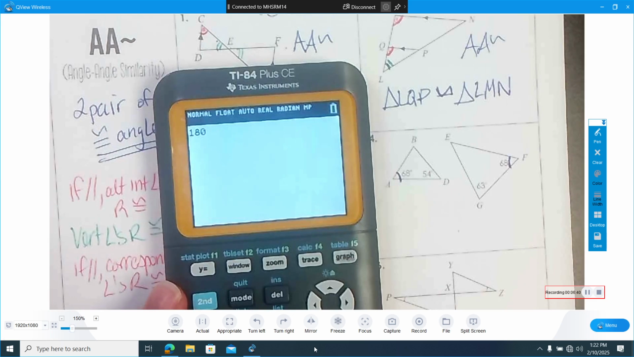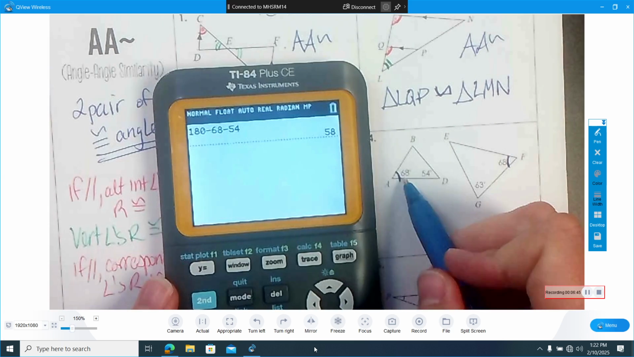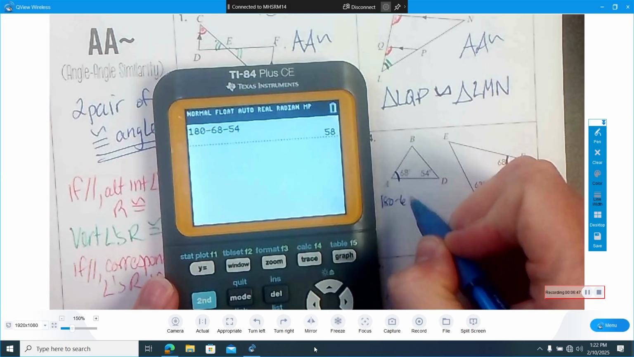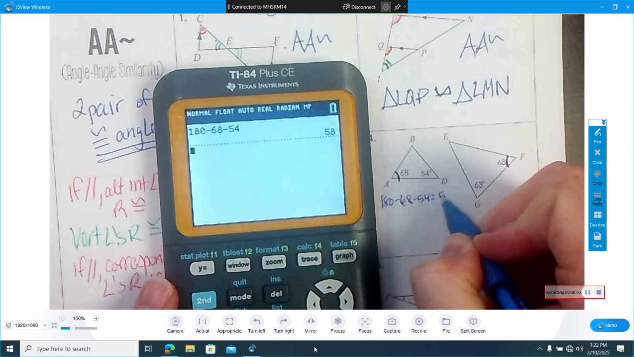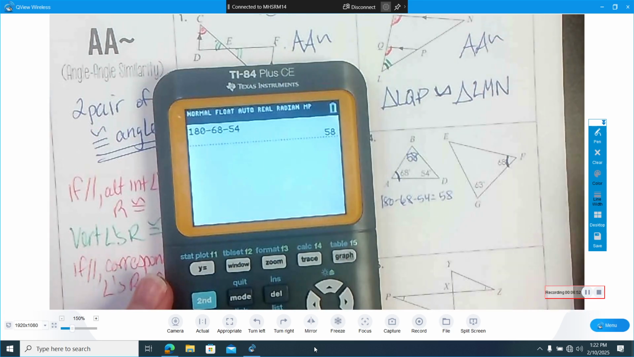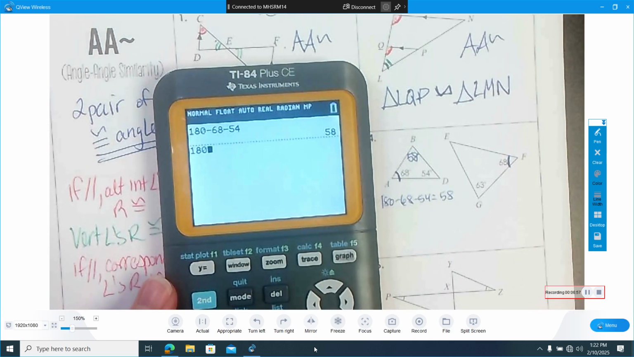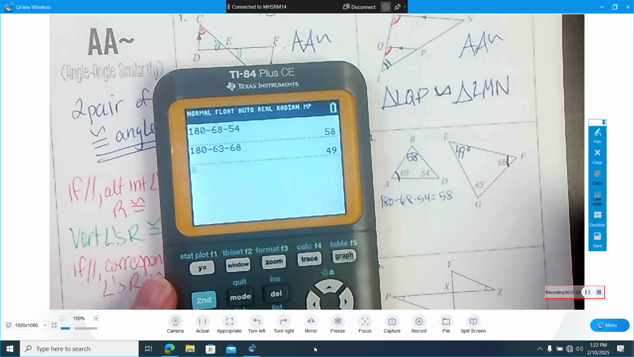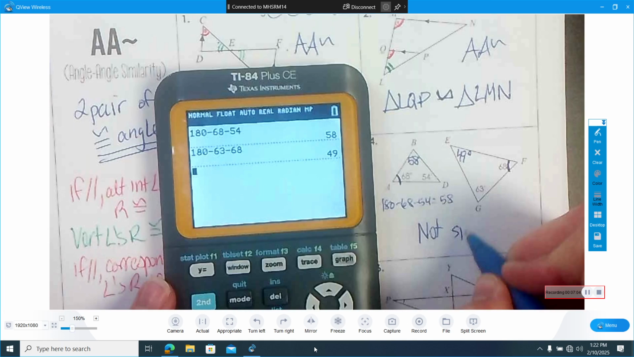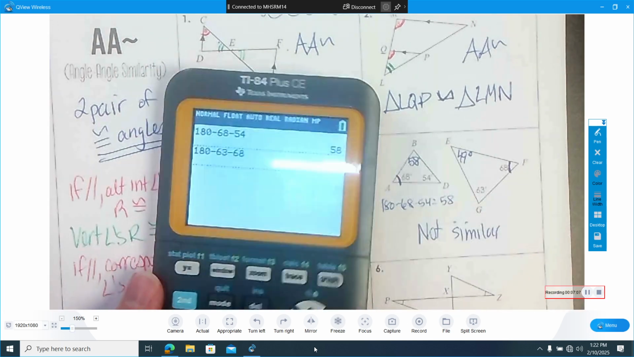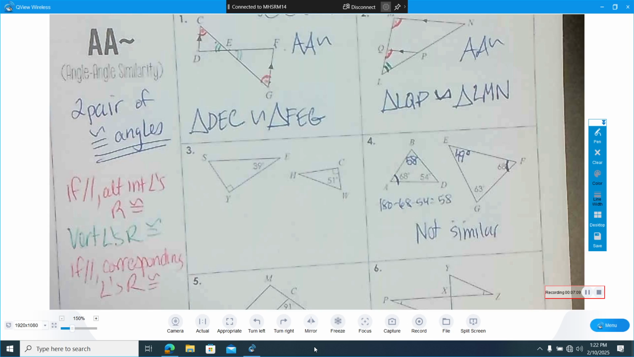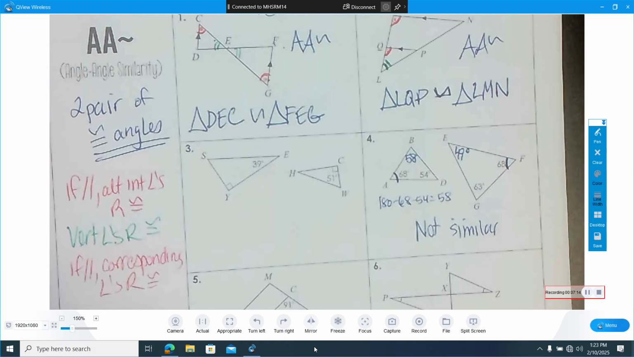Okay, 180 minus 68 minus 54. So I can do 180 minus 68 minus 54, and that equals 58. So this angle is 58 degrees. I could also figure out this other triangle, but I'm pretty sure they're not congruent. That one turns out to be 49 degrees. So these are not similar by angle similarity, at least with what we're given, because they don't have two pairs of congruent angles. All right.